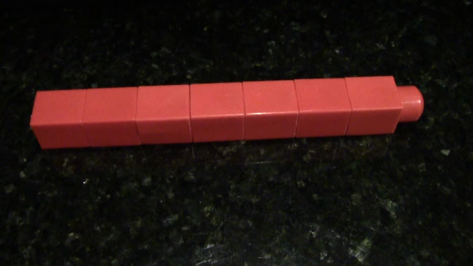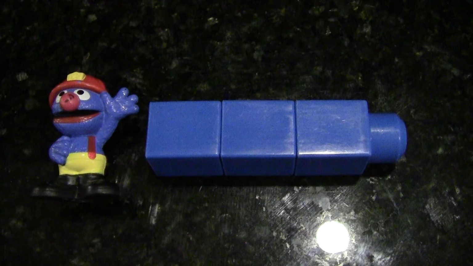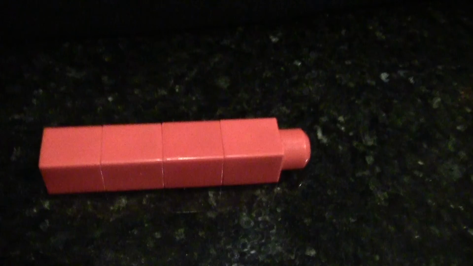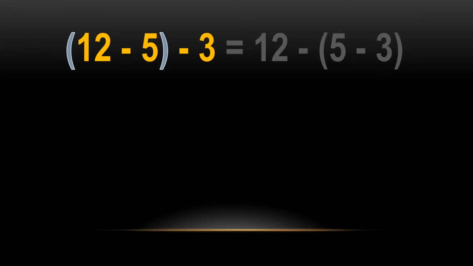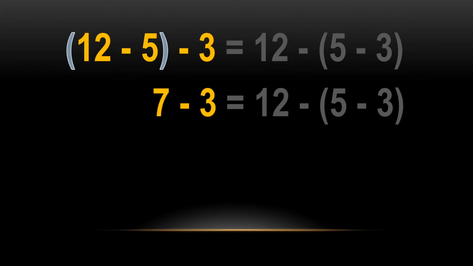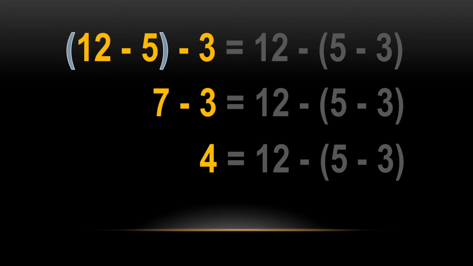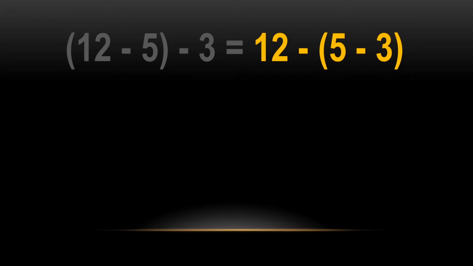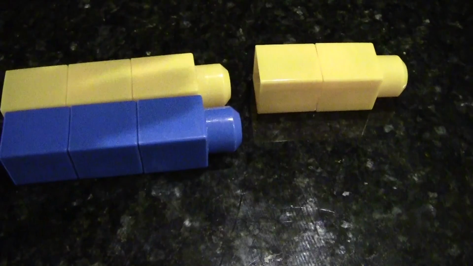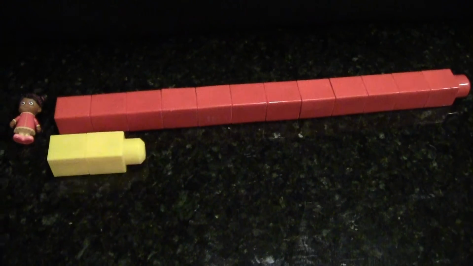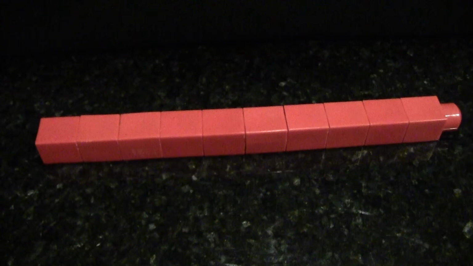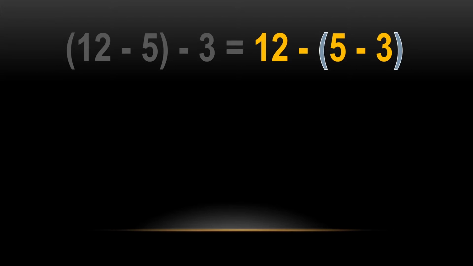Now we're going to find the difference between these 7 blocks and Grover's 3 blocks. 7 minus 3 equals 4 blocks. So the difference between Elena and Ben's blocks is 4 more than Grover's blocks. Let's look at the other side of the equation to see if we'll get the same difference. We're going to find the difference between Ben and Grover's blocks first. 5 minus 3 equals 2 blocks. Next, we'll compare Elena's 12 blocks and the difference between Ben and Grover's blocks, which was 2 blocks. 12 minus 2 equals 10 blocks.